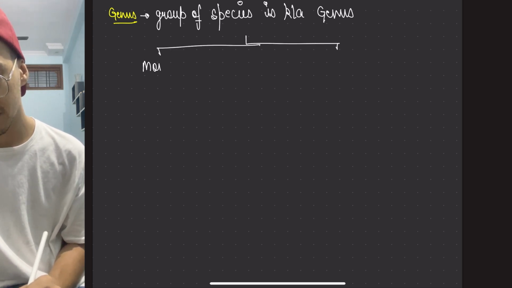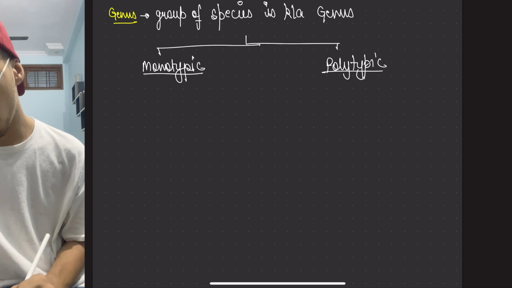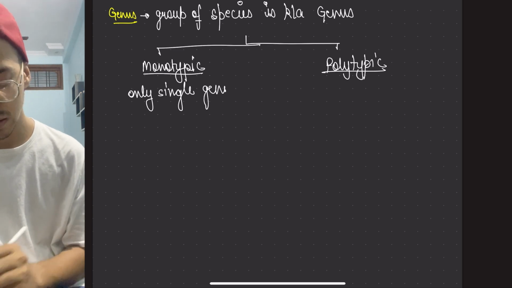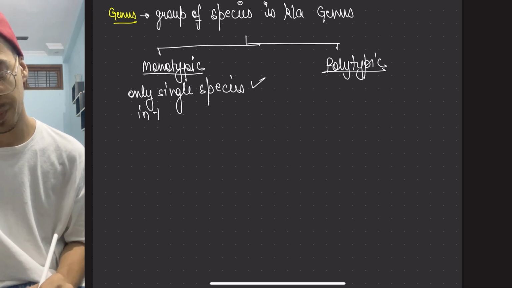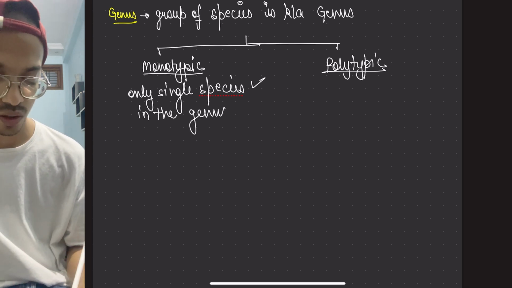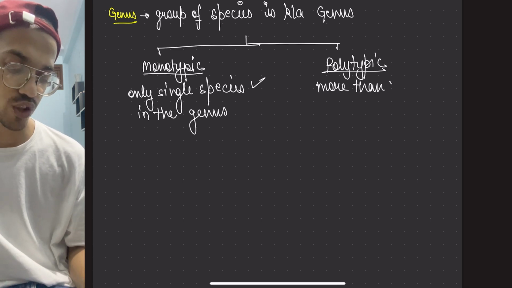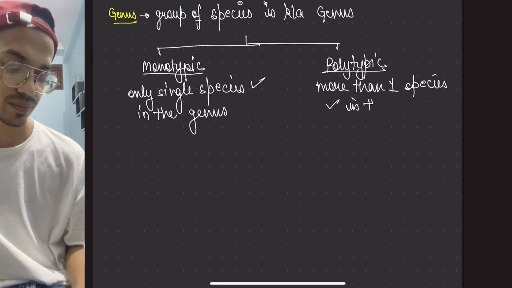Monotypic and the polytypic. Monotypic means only a single species present in the genus, whereas in polytypic, more than one species are present in the genus.